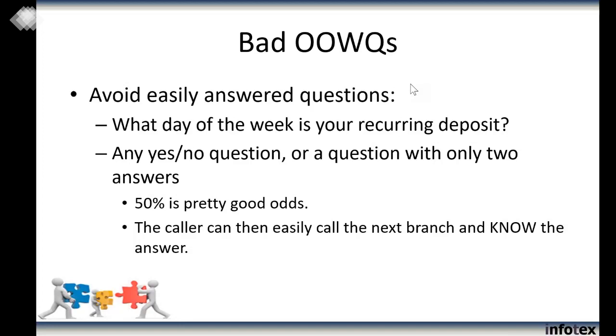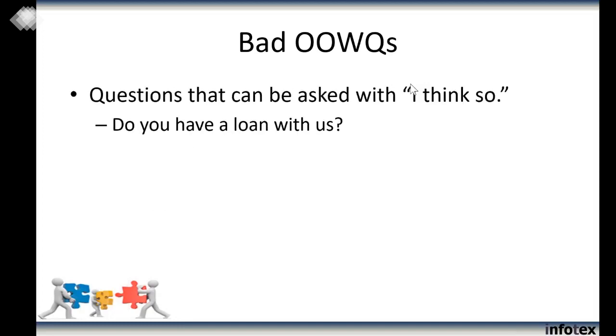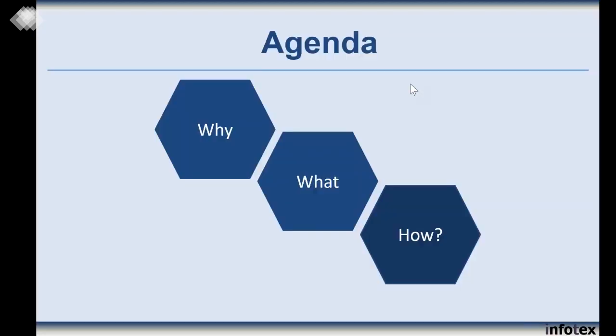And just keep in mind that most of us have more than one branch. So if the caller fails to get the right question with us, they might go to a different branch and try to ask the question there, or call back later and try to get a different person at your branch. So, if somebody's answering a question with "I think so," that's another example of a bad out-of-wallet question.